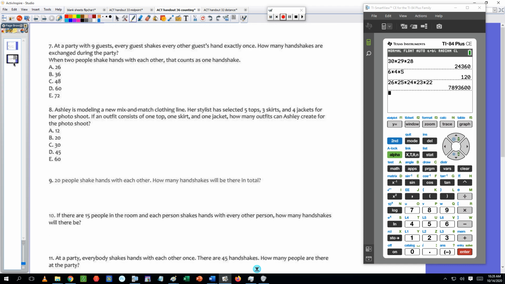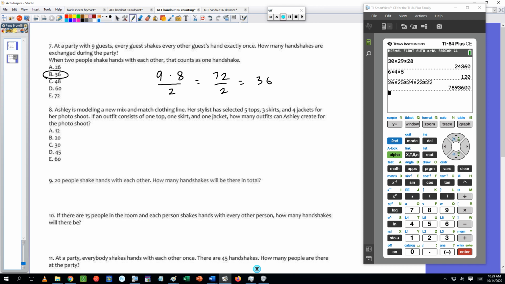At a party with 9 guests, every guest shakes every other guest's hand exactly once. So you have 9 people. You're one of the 9, and you are going to shake 8 other people's hands. Now the problem with just that is if I shake your hand and you shake my hand, that's counting as 2 different handshakes. We want to eliminate that overlap, and you do that by simply dividing by 2. 9 times 8 is 72. 72 divided by 2. 36 handshakes. So the number of guests minus 1 of those guests, and you divide that by 2.